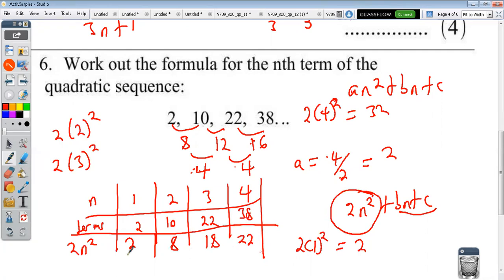Let's subtract. 0, 2, 4, 6. Difference 2, 2.